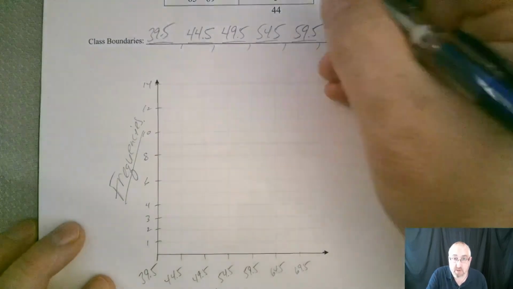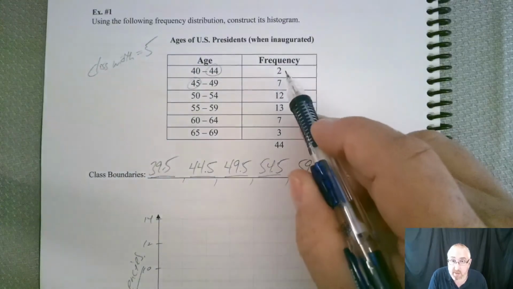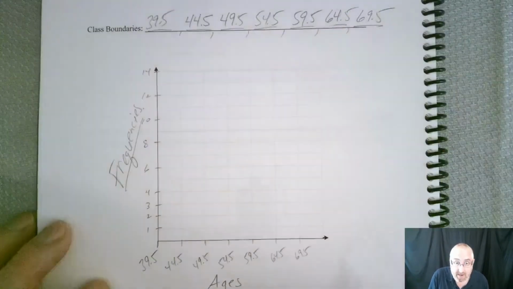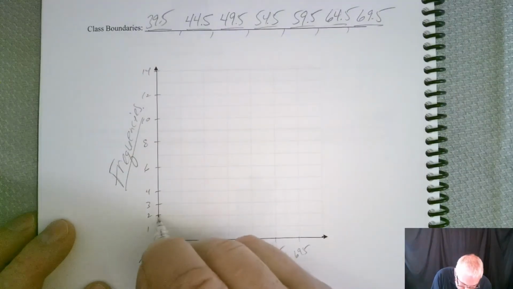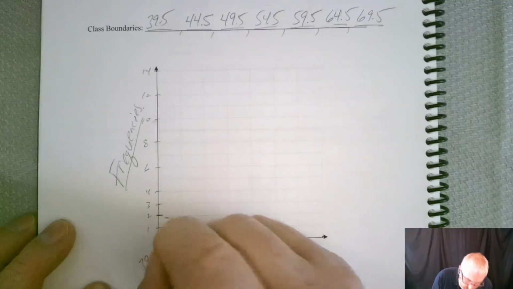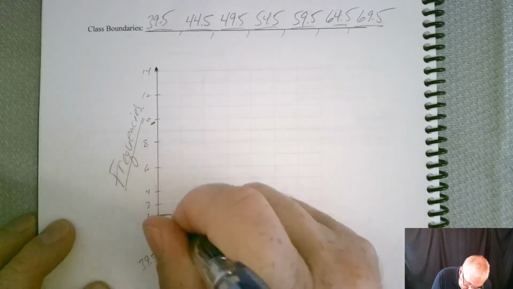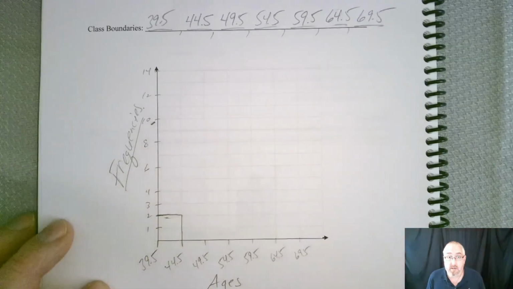So the first bar, which has a frequency of 2. So let's put that in here. All right, so there's the first bar.